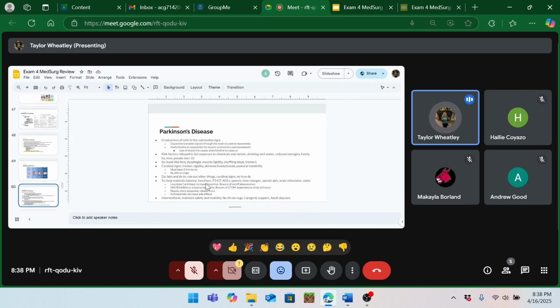Then some interventions, you're going to want to maintain their safety and mobility. No throw rugs because they can slip on them. Their caregivers, she hit really big on this. It can be really draining for caregivers and take a toll on them, so you want to support the caregiver too. There's adult daycares that they can put them in to have a little break for the day.